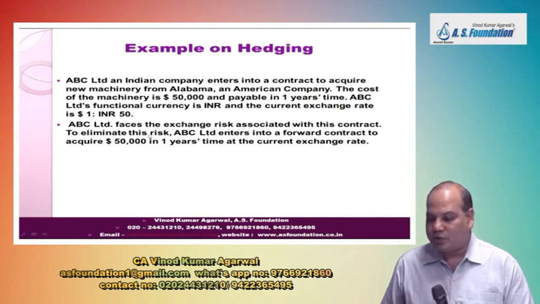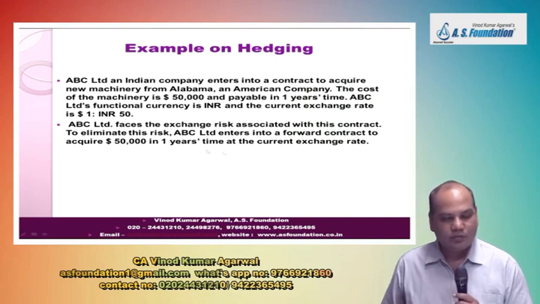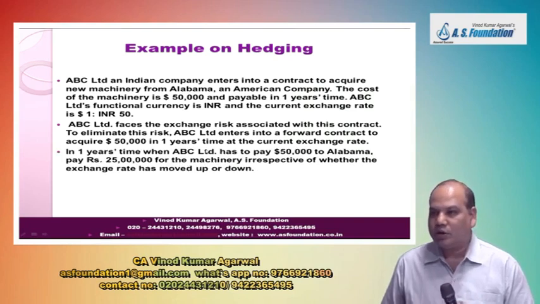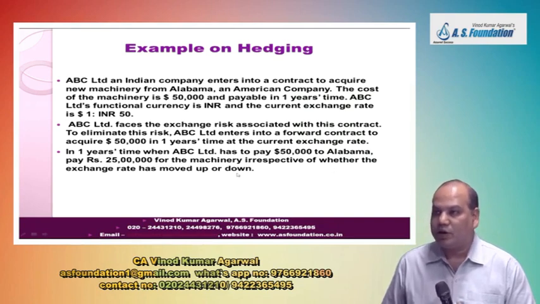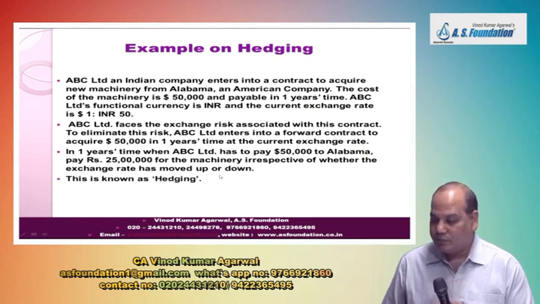To eliminate this risk, ABC Limited enters into a forward contract to acquire $50,000 in 1 year's time at the current exchange rate. So you have locked the rate using a forward contract. So now after 1 year, you will buy $50,000 by paying rupees 25 lakh for the machinery, irrespective of whether the exchange rate has moved up or down. This is an example of hedging.